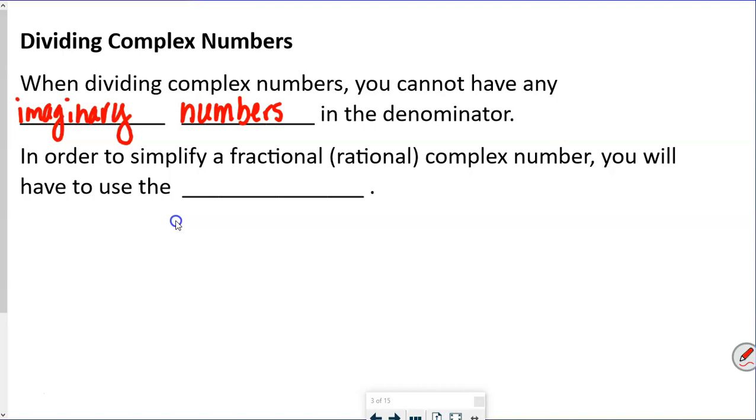So in order to simplify fractional rational complex numbers, you will need to multiply by the conjugate, okay? You're going to have to multiply them by the conjugate. It'd be great if I could spell today, y'all, sorry.